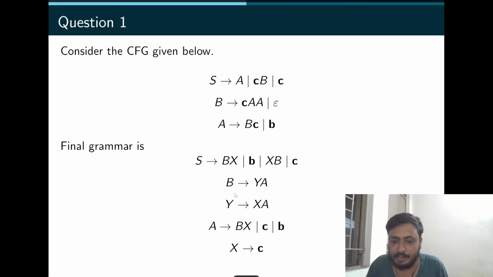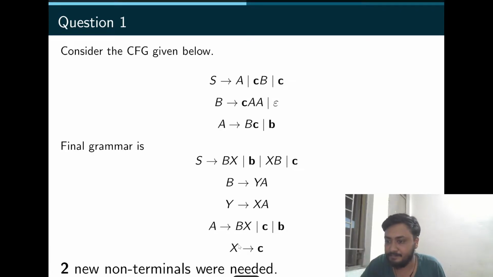And so how many new non-terminals have we introduced? We have introduced two new non-terminals. So that is the answer to this question. This is relatively simple to start this off. After this we will have more complicated things. So if you have any doubt regarding this part so far, you can tell before we move on.